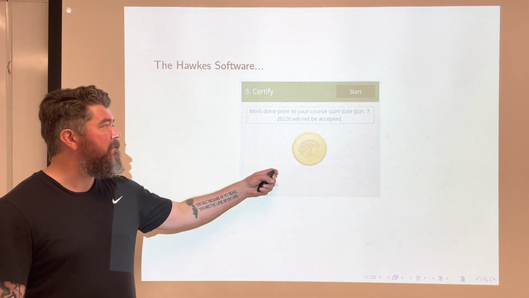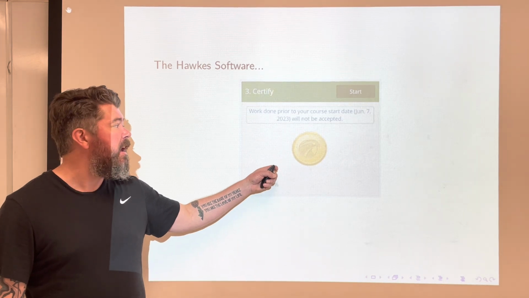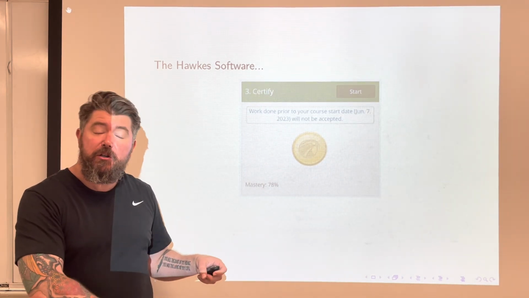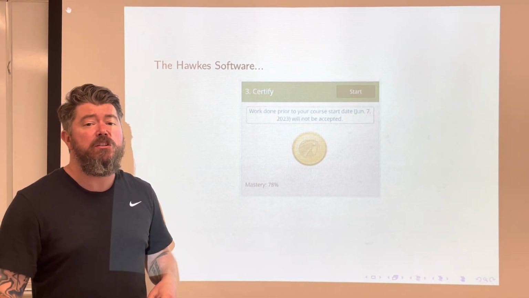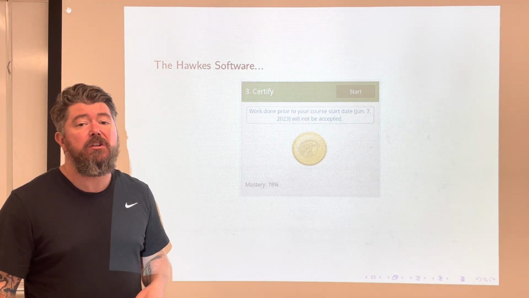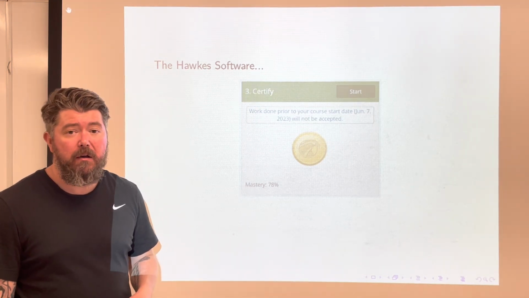Now you have 3 attempts for the certify. After 3 attempts, it will push you back into the practice, and you have to complete the practice until you get 70% or above.